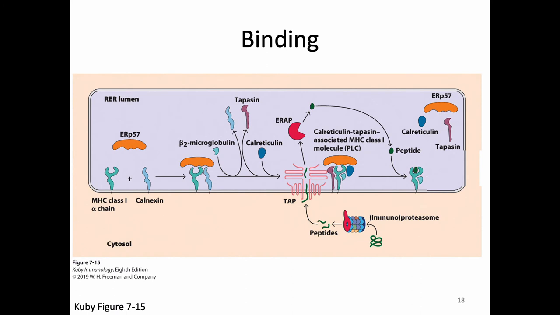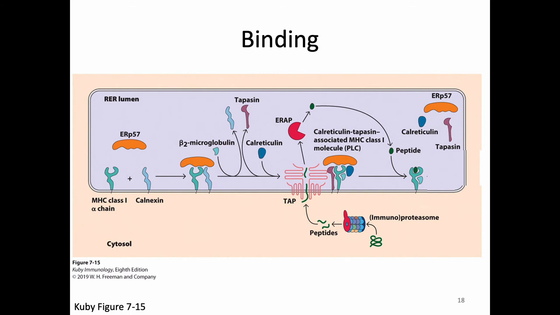So now you can kind of see this process here. This is the actual version of your textbook that's not edited by me. We have this molecule TAP, which is really important to actually basically shoot the peptides into the ER so that they can go to the right location. We're using energy to do this.